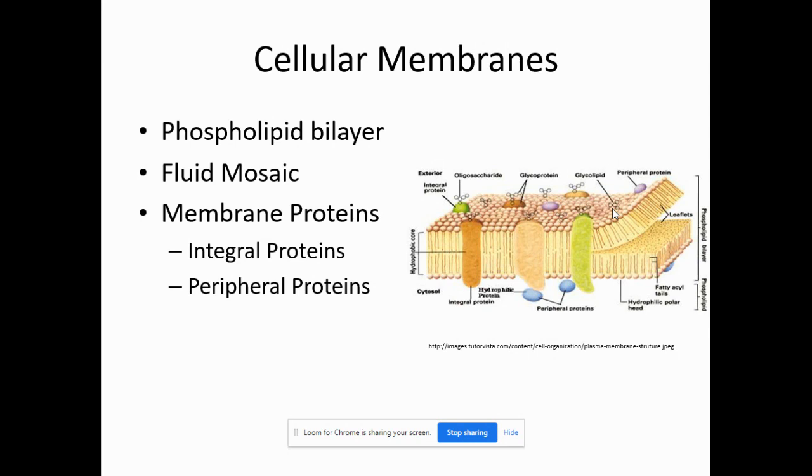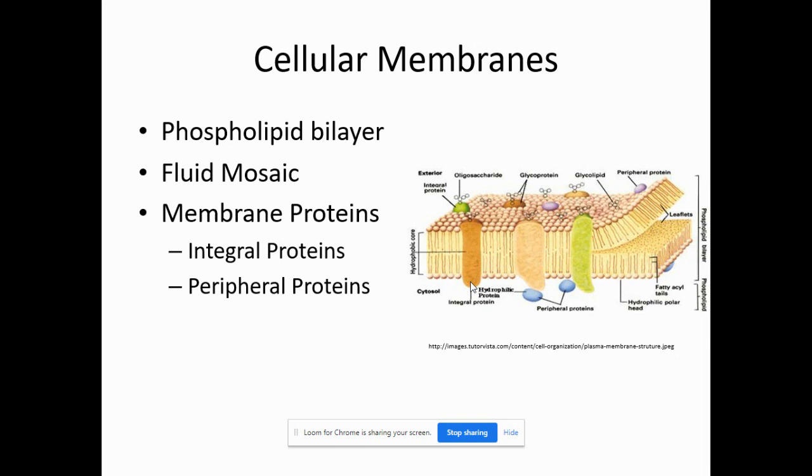And if you look at the proteins associated with cellular membranes, membrane proteins, you have those that are integral proteins, all right, and integral proteins are permanently attached to a membrane bilayer, and some even span the entire membrane, okay? So here's an integral protein that spans the entire length of the cellular membrane.